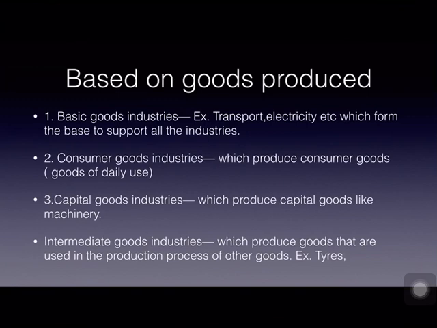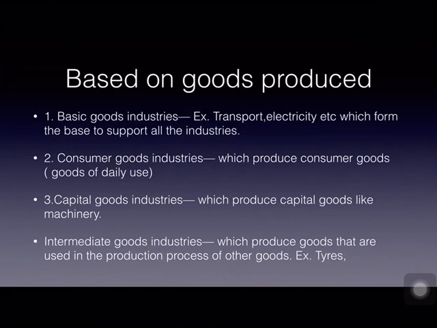Consumer goods industries, which produce consumer goods. Consumer goods means goods of daily use, for our daily consumption. Capital goods industries, which produce capital goods like machinery, heavy machinery, all types of machinery come under capital goods. And these machinery are needed by the factories to produce other goods.